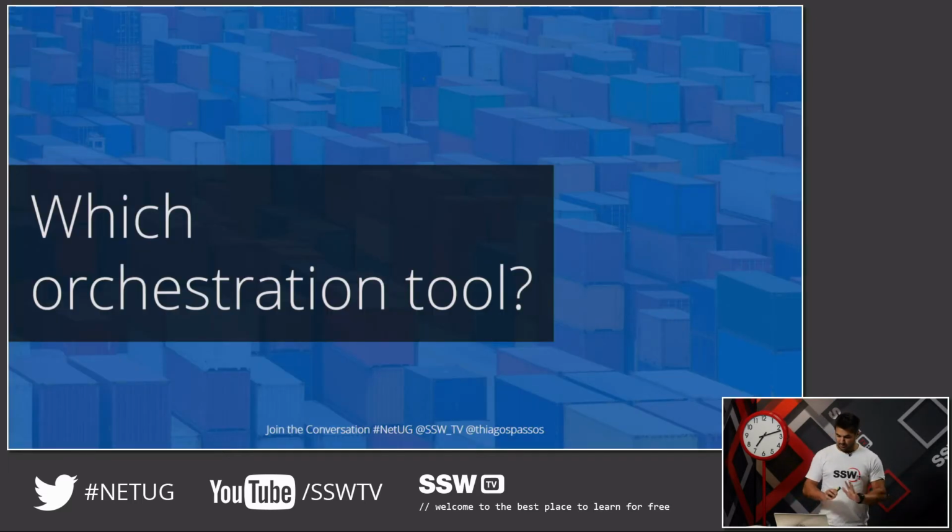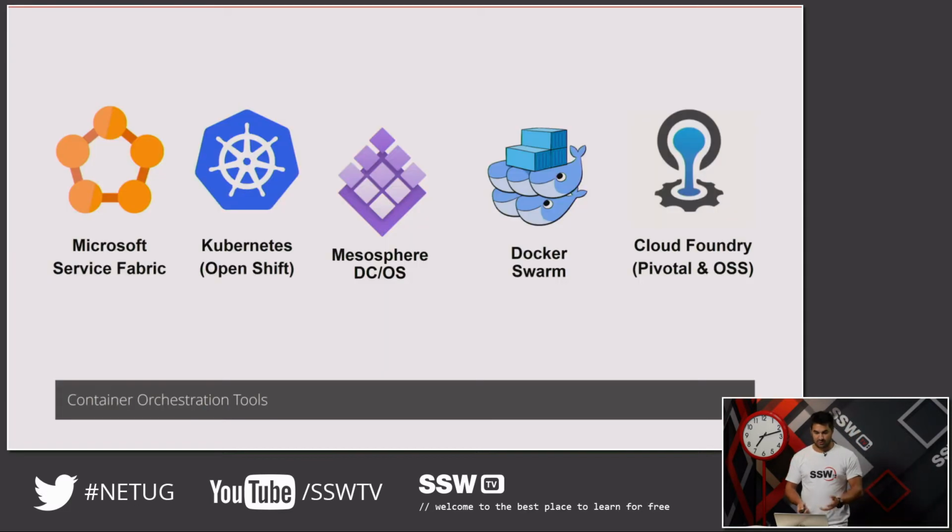Okay, so now I'm sold. I'm going to start using an orchestration tool, but which tool to use? There are so many around, okay? So these are just the top 5 that I found, all right? So you've got Service Fabric, Kubernetes, Mesosphere, Docker Swarm, Cloud Foundry. So you've got plenty, okay? So which one to choose?